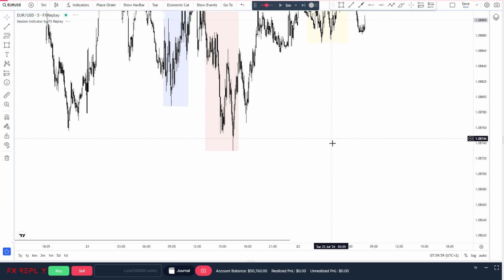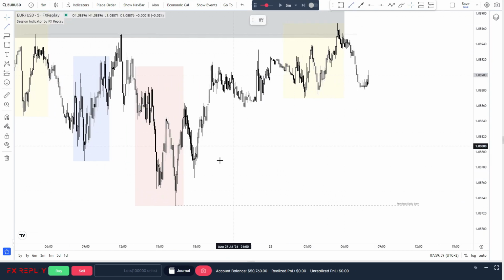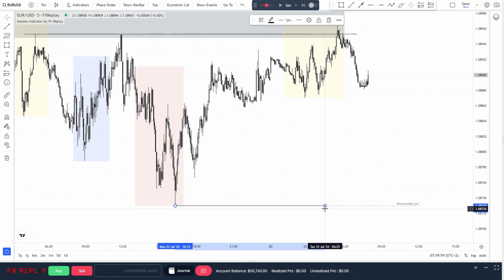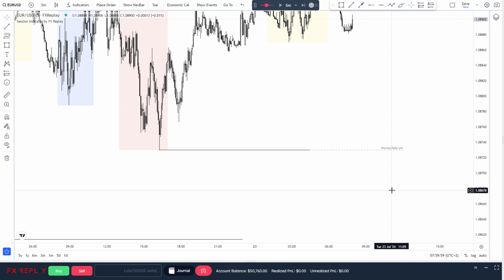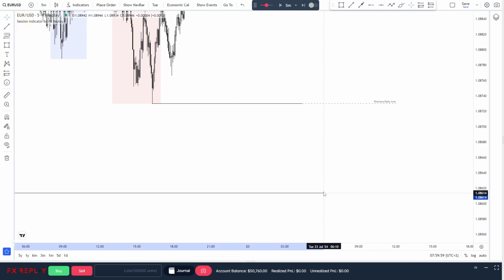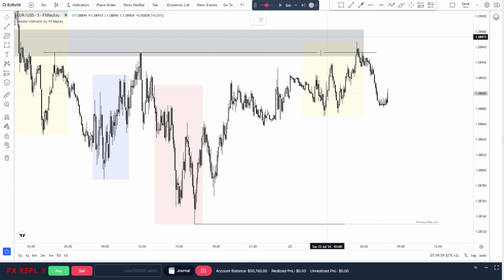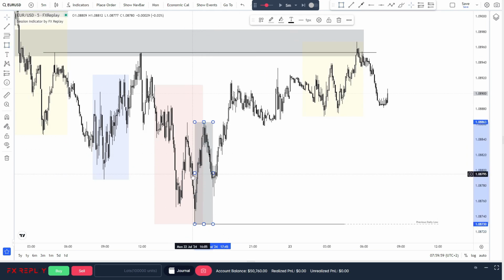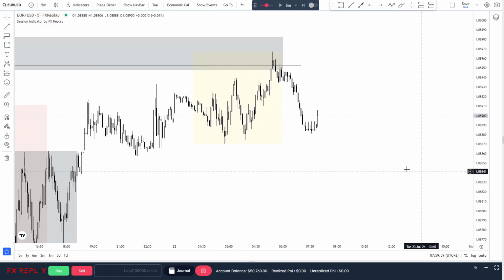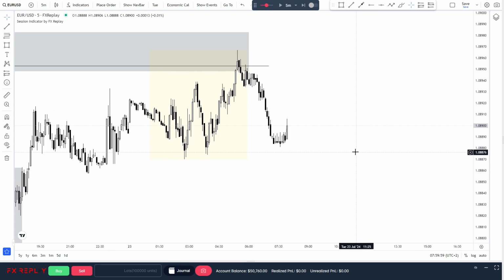So for this trade, my target was this low here at previous day low, and then this daily fair value gap as well. And we can see here a market maker model as well. So pretty much everything was lining up. And now let's just see where I entered.